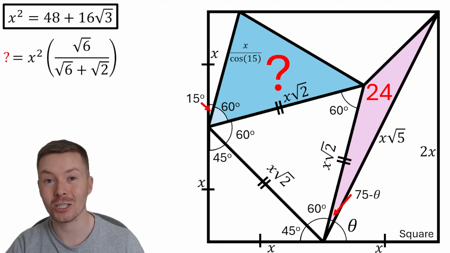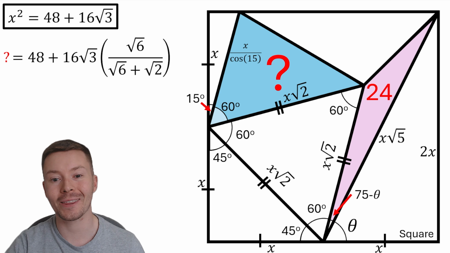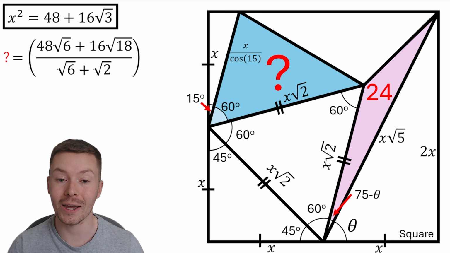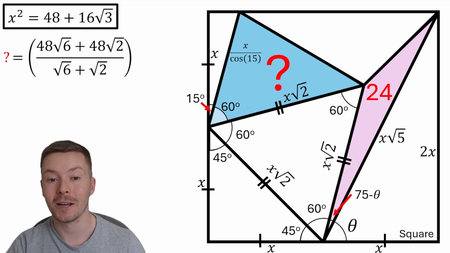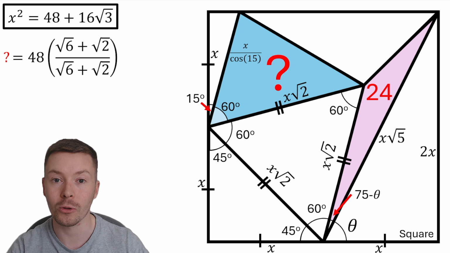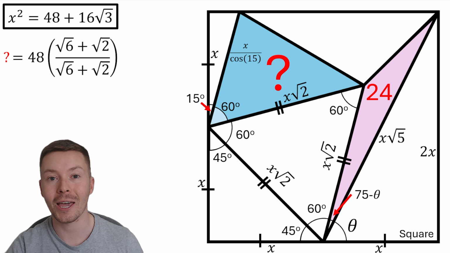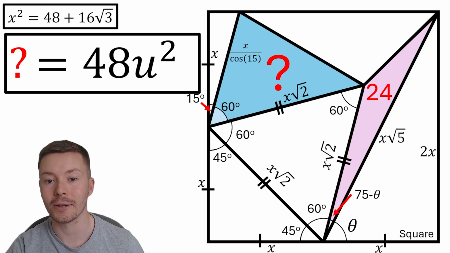Now I'm going to replace the x squared with 48 plus 16 root 3. And actually, I'm going to bring that into that bracket. And we're going to get 48 root 6 plus 16 root 18 over root 6 plus root 2. I'm going to simplify the root 18. So we've got 48 root 6 plus 48 root 2 over root 6 plus root 2. Take that 48 outside the bracket, and now inside the bracket, we've got the same on the top as on the bottom. So that's going to have a value of 1, which gives us a final answer for the area of the blue triangle as 48 units squared.